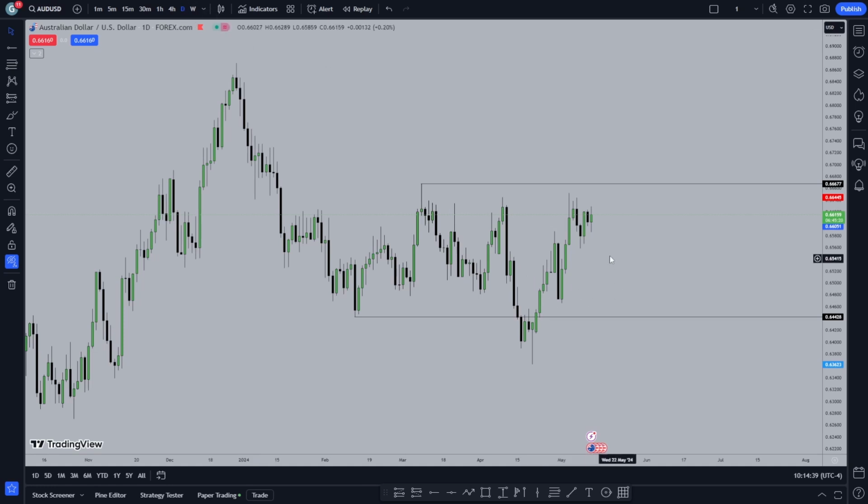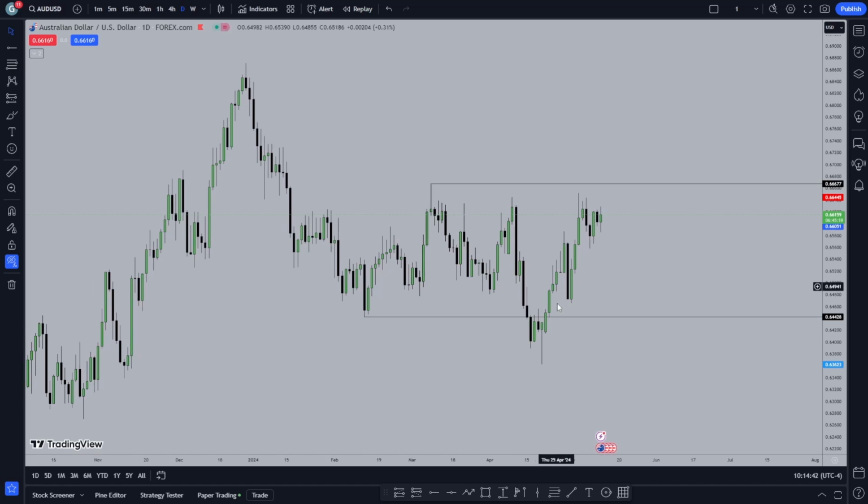Now if you look over here, if I want to know what the bias is right now, I will say that the bias is bullish right now. How do I know that the bias is bullish? Because I can see that price has taken the liquidity from here, like you can see. So from 16 April I will be bullish.